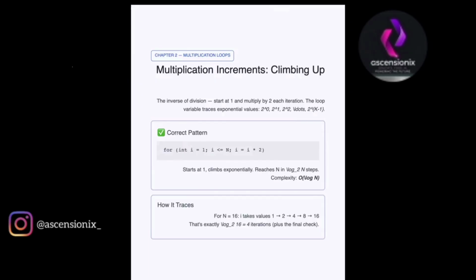So this means multiplying a value by 2 at each step is simply the reverse of dividing by 2. It takes the exact same number of steps. If it takes log n steps to climb down the ladder, it will take log n steps to climb back up. Thus, the time complexity of a multiplication by 2 loop is also order of log n.